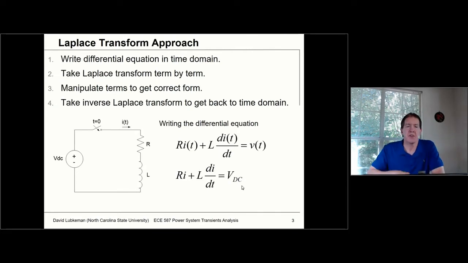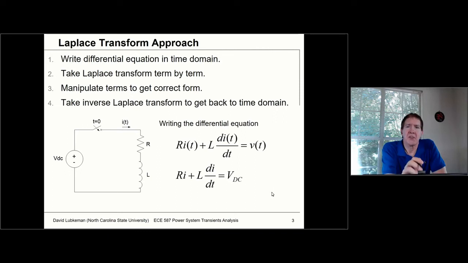So for the Laplace transform approach, what you need to start with is writing the differential equations in the time domain. For an example, we're going to take a look at a very simple RL circuit that's being driven by a DC source. Then you take that differential equation and convert it into the Laplace transform domain, and you do that term by term.